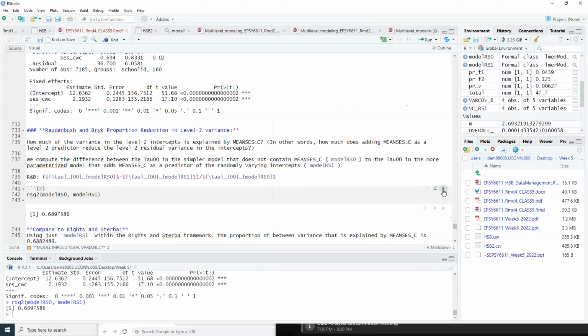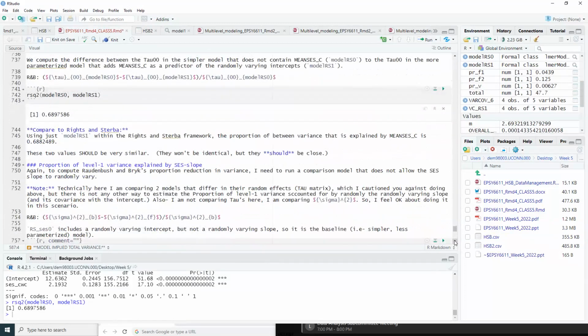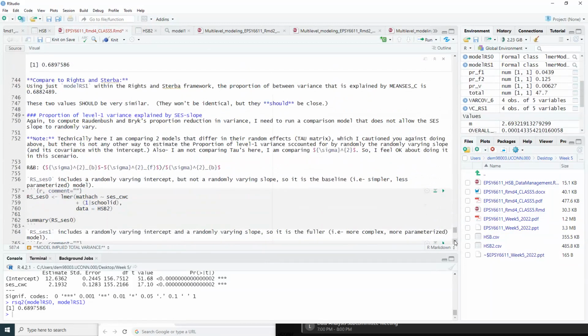Stop and think about that conceptually for a minute. What we're saying is, knowing whether a school is high or low SES actually explains almost 70% of the between school variance in math achievement, not the total variance, the between school variance. That's a lot. But I could do the same thing with just one model in the Rights and Sturba framework by just running, let's see.